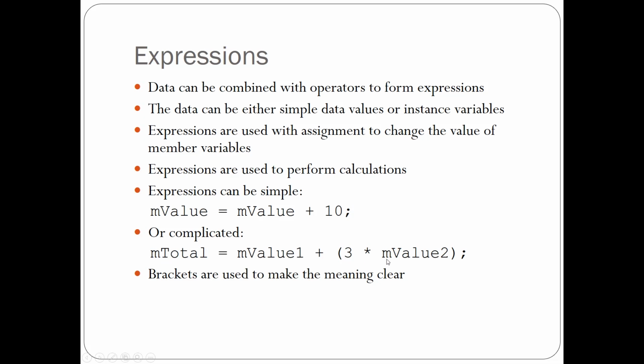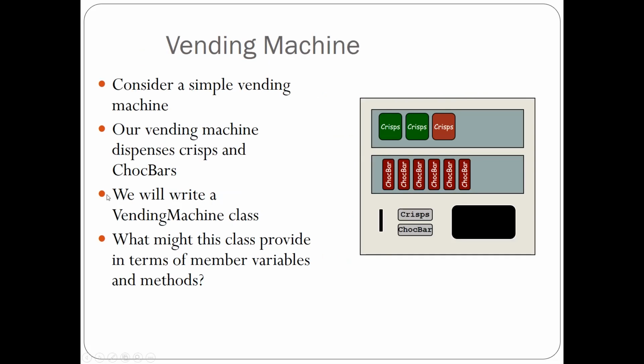Just like other languages, we use brackets to make our meaning clear, but also give priority to certain elements of the calculation. For example, with this one, we will perform this part of the calculation first, which will multiply mValue2 by 3, and then add that result onto mValue1.